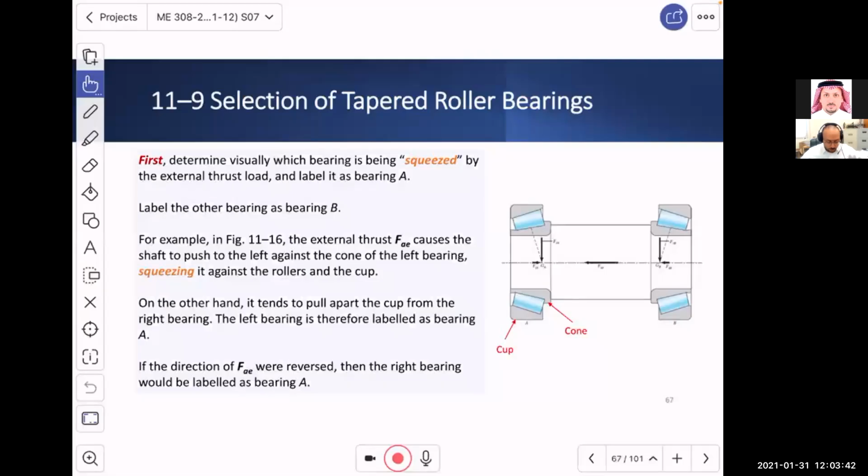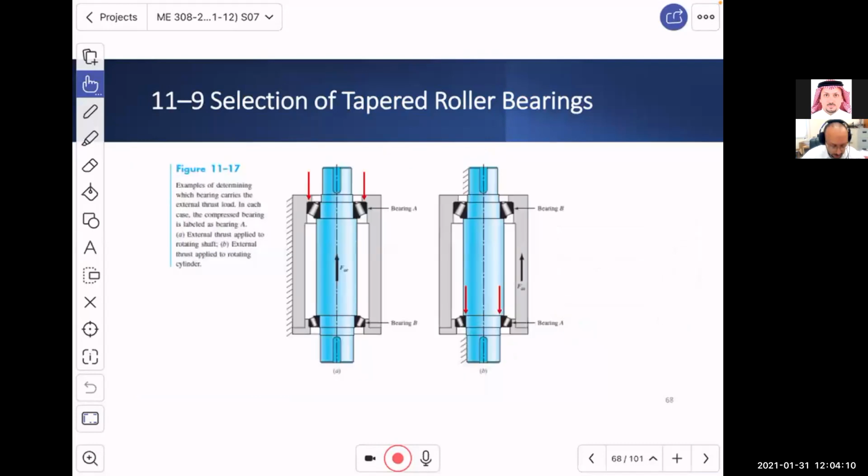Okay, so last class we stopped around this slide, when we wanted to know which bearing is carrying the load. What loading I'm talking about is the thrust load. And we talked about the concept of the bearing being squeezed. So the best way to illustrate this is to go over this example.